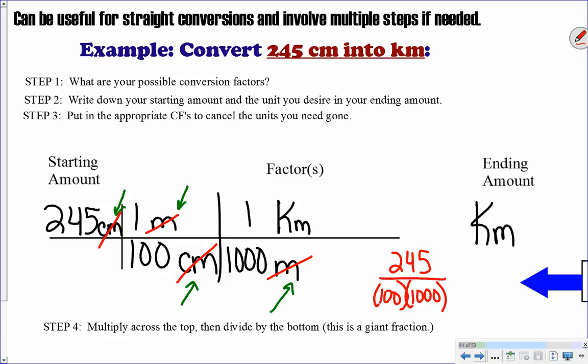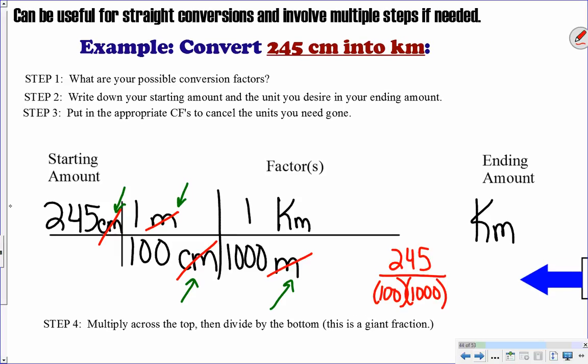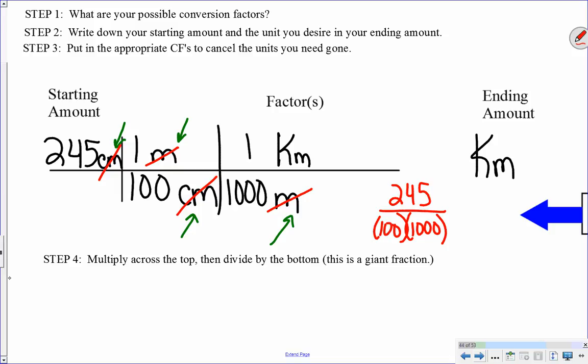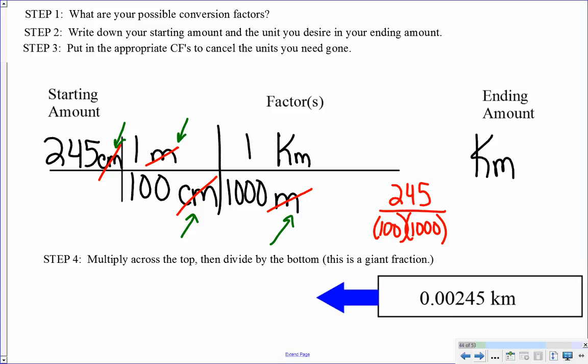And when we do this math, you should get a number that's very small. Kilometers are really big, centimeters are really small. So it makes sense that we're taking a number and we're dividing it, moving the decimal place to the left quite a bit. So what we're going to get for this is 0.00245 kilometers. That's good to go with my sig figs.